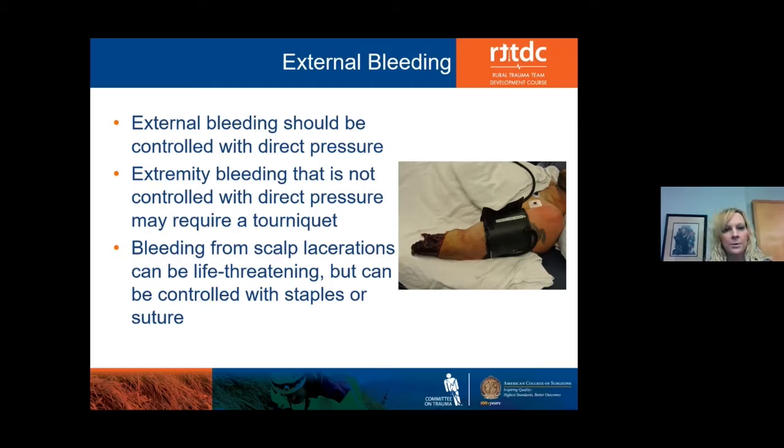Bleeding from scalp lacerations, again, can be life-threatening. They can be controlled with things that are easy, things that most emergency departments will have, such as staples or sutures. I like to staple these if I can, just to control the bleeding first. You can always go back later and take the staples out, reapproximate those edges, and do those things that you need to do to make it look nice. But to control the bleeding, I find that staples can help pretty quickly.